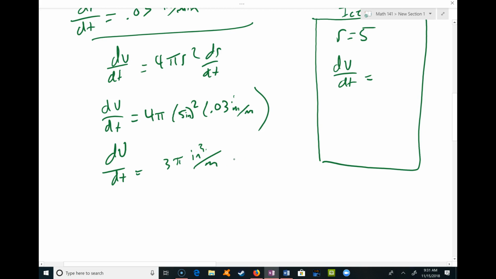It's important to include the units because that way you can check to see if you've done everything right. Because what would I expect the units for this to be? The change in volume with respect to time. What should they be? Something cubic per time, right? So do those units work? My volume is changing at 3 pi cubic inches per minute. That's a good volume unit, isn't it? So that reassures me a little bit that I've done something right. Okay?